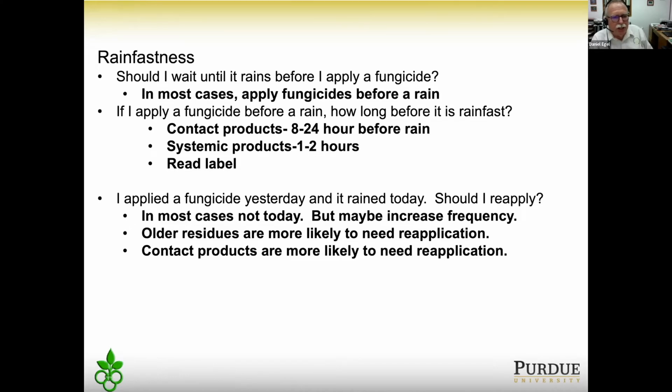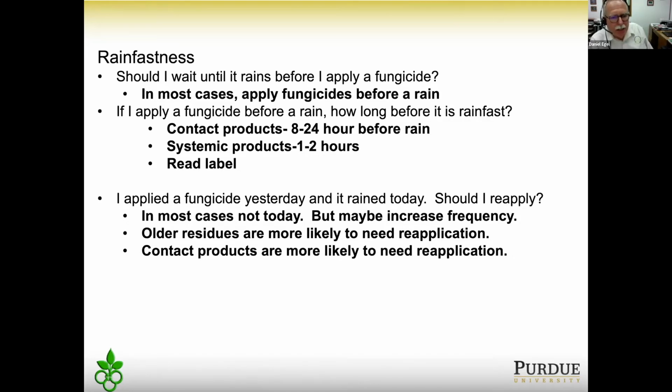If I apply a fungicide before rain, how long before it's rain fast? Well, I don't know if there's any sure answer on this unless it's on the label, and I urge you to look at the label. But for contact products, a good rule of thumb is 8 to 24 hours before it becomes rain fast. And I would say most systemic products seem to be in an hour or two.